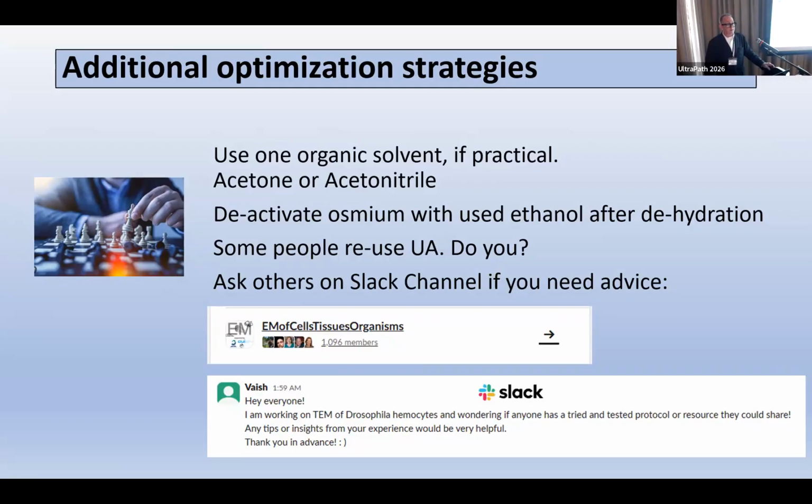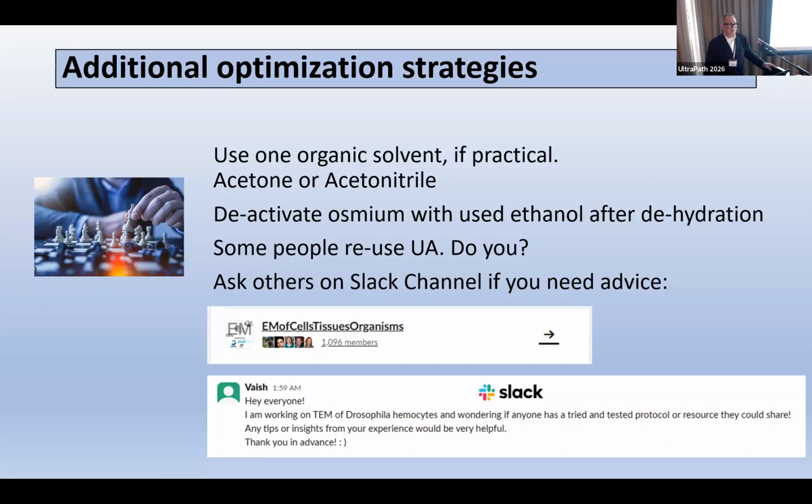Deactivating your osmium. Most people use, or I've seen that quite often people use corn oil. You can use your spent ethanol. You can take your spent ethanol, put it in your osmium, and that will deactivate it. Some people have reused UA. The guys there at Wisconsin do it all the time and don't seem to have any detrimental effect.